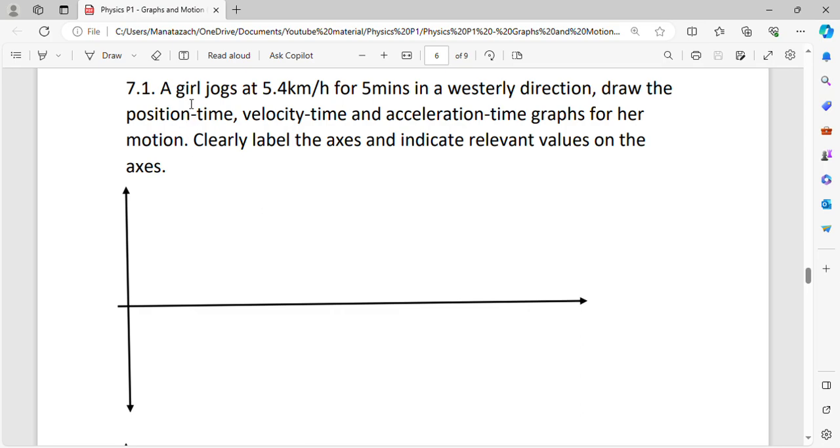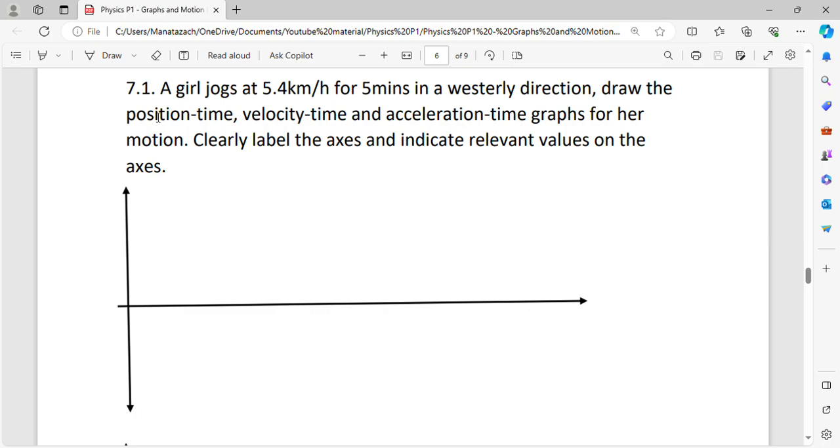A girl jogs at 5.4 kilometers per hour for 5 minutes in a westerly direction. Draw the position time, velocity time, and acceleration time graphs for her motion. Clearly label the axis and indicate relevant values on the axis.